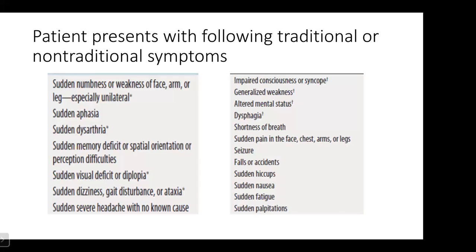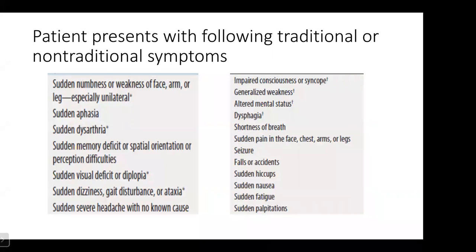Another is sudden memory deficit or spatial orientation or perception difficulties. Another is sudden visual deficit or diplopia, sudden dizziness, gait disturbances or ataxia, sudden severe headache with no known cause. These are the traditional symptoms, and we generally find these symptoms in the patient, and at that time we can say that this is a patient of stroke.